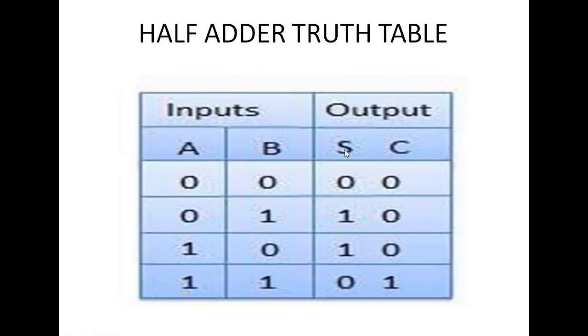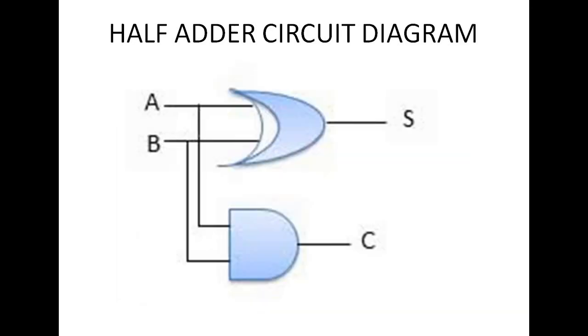And from this S and C, if I construct a K-map, Karnaugh map, I will teach you in the coming lectures. If you draw the K-map of S and C and draw the circuit diagram, then the circuit diagram of half adder will be like this. Okay, this is for sum and this is for carry.